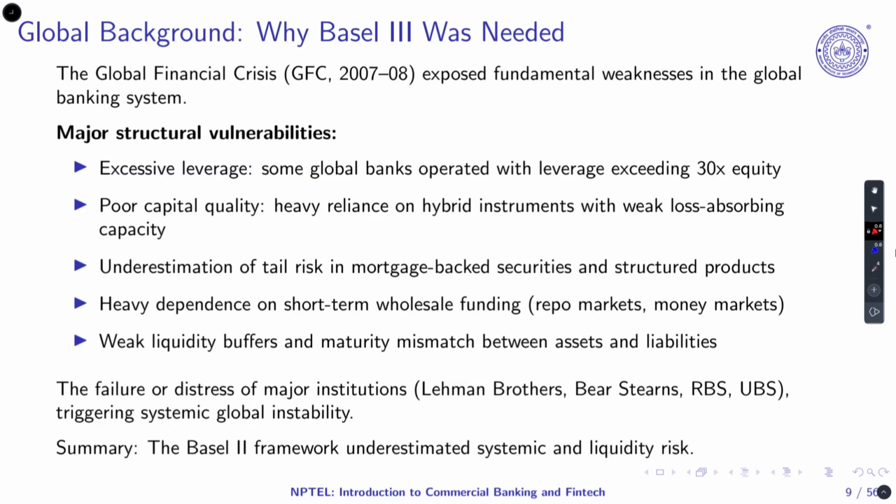So what were the major structural vulnerabilities? One was the excessive leverage. Some global banks operated with leverage exceeding 30 times their equity, which was poor capital quality, right? Hybrid instruments like mortgage based securities, and they were not having that kind of loss absorbing capacity, which means that Common Equity Tier 1 was very weak for these banks. As a result, these banks were not able to absorb the shocks.